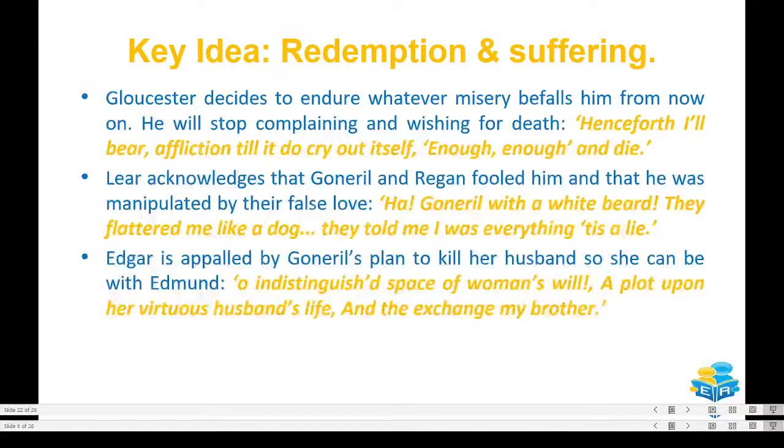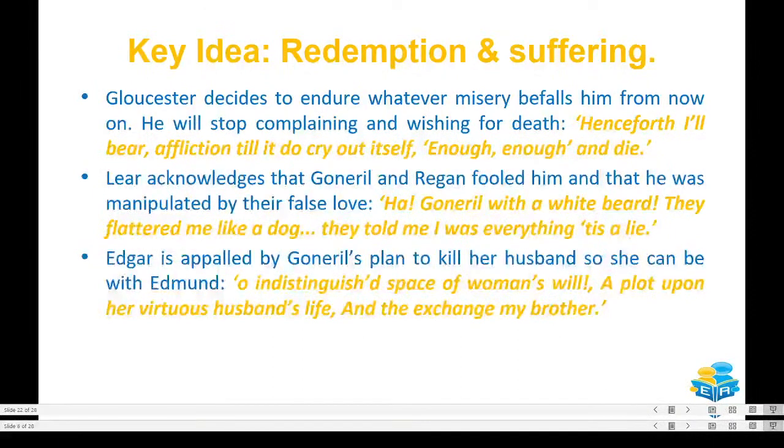So this key idea, redemption then, and suffering. Again, that idea of redemption just means to become better at something, or, if you've done something bad, how can things heal? How can things become better? So Gloucester decides to endure whatever misery befalls him. All right, so that idea of human suffering, and go back to the idea of suffering the journey. He will stop complaining and wishing for death. "Henceforth I'll bear affliction till it do cry out itself 'Enough, enough,' and die." So he gets that idea.